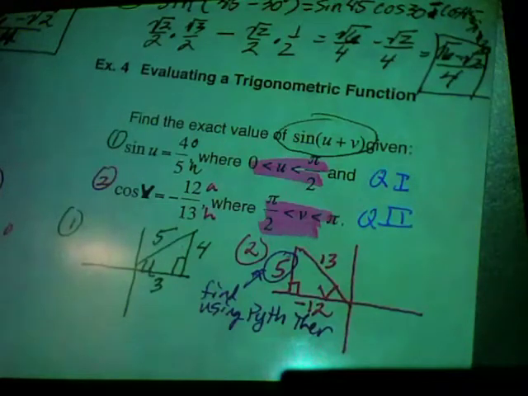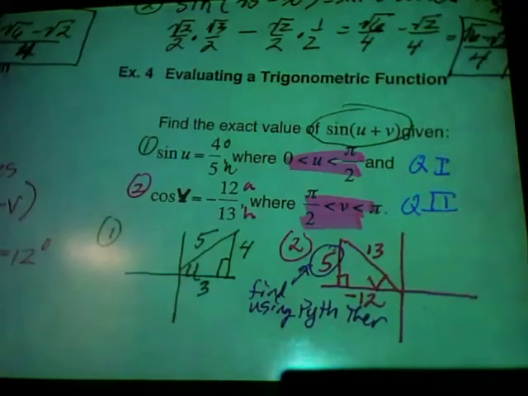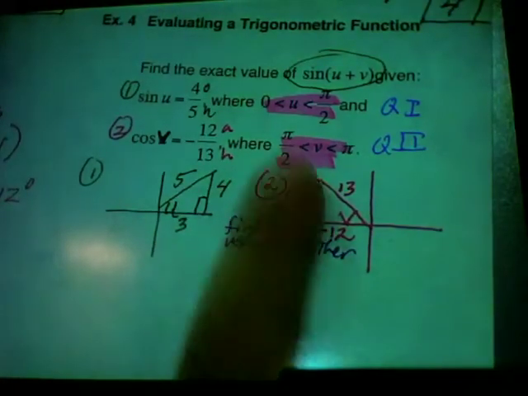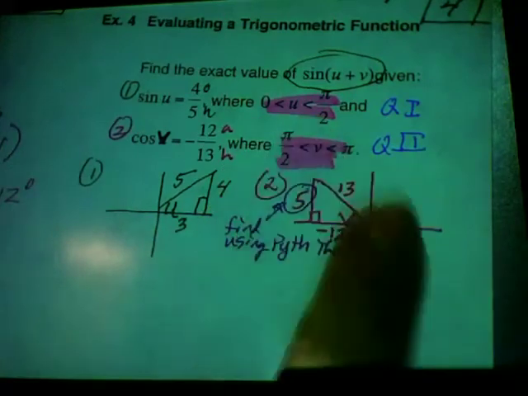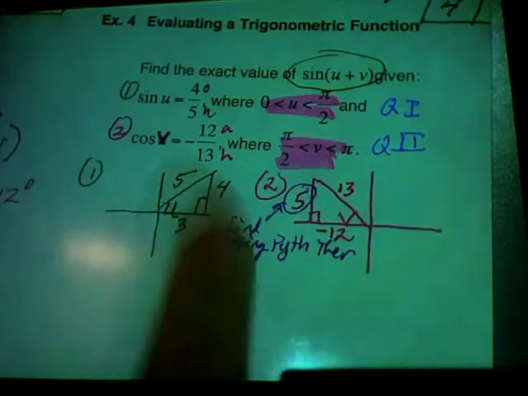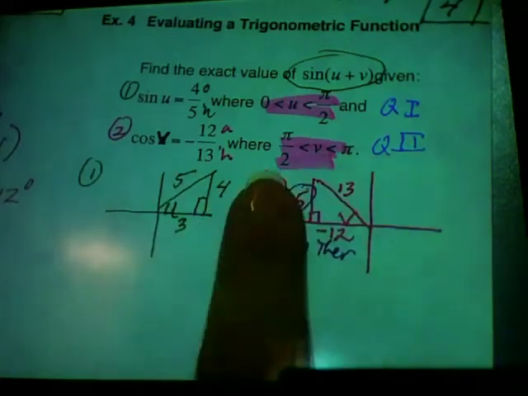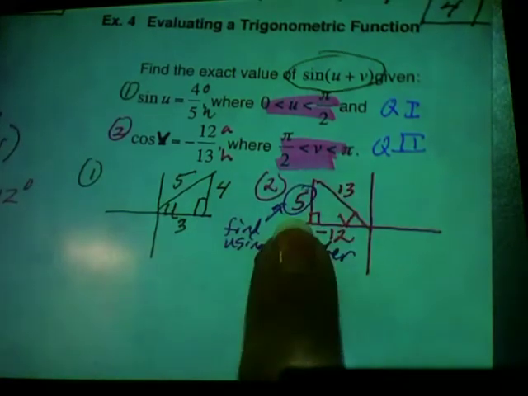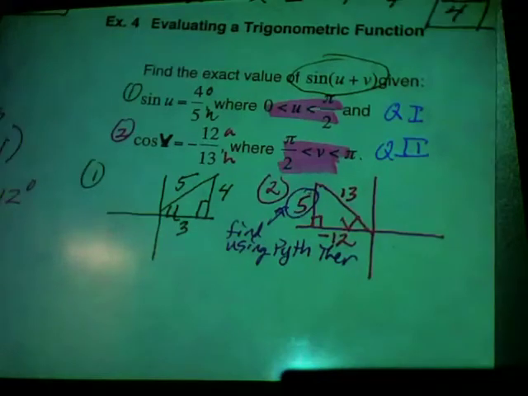Question? How did you know that it would be in quarter 1? Because look at the restrictions that I've got highlighted there. This says between 0 and pi over 2. So this is 0 here, and this is pi over 2. So I know it has to be in there. And then this one says from pi over 2 to pi. So there's pi over 2, and there's your pi. So it's a good question. We have to know where we're at. Draw your triangle in the right spot.